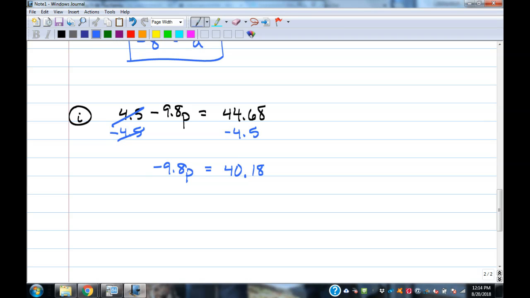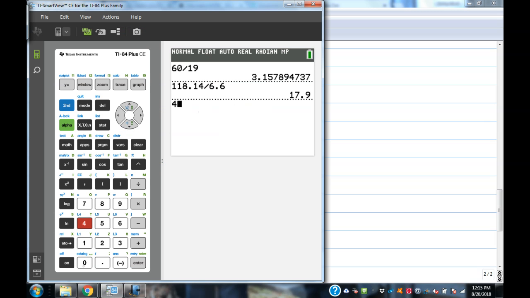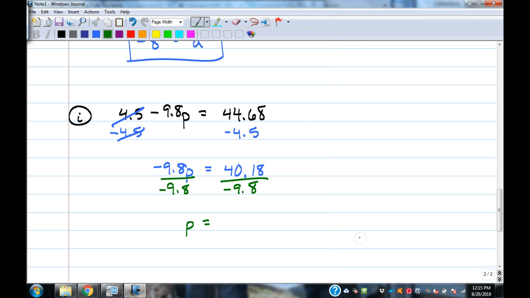Last step. Divide by negative 9.8. Okay, I'm going to use a little help here. 40.18 divided by negative 9.8. Nice, easy number, negative 4.1. Easy stuff.